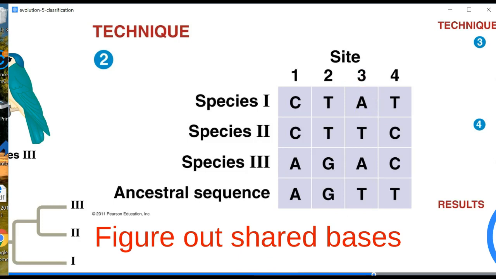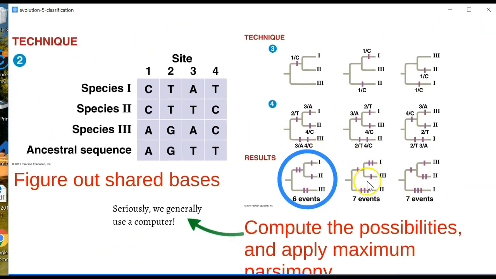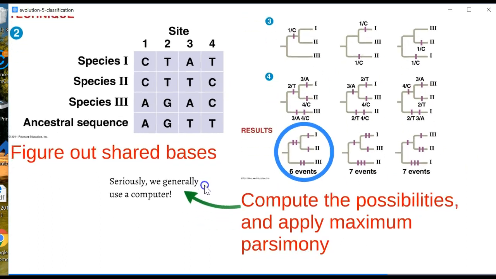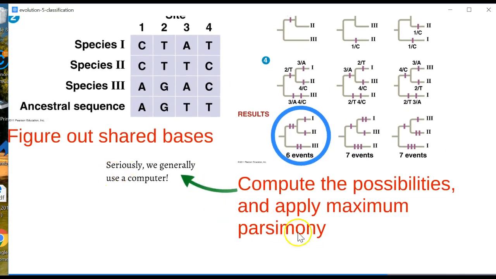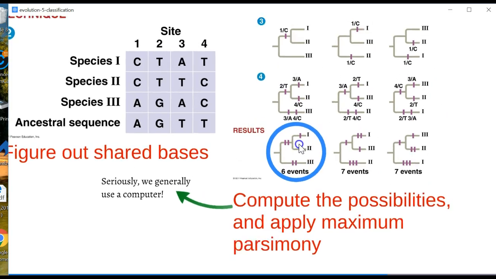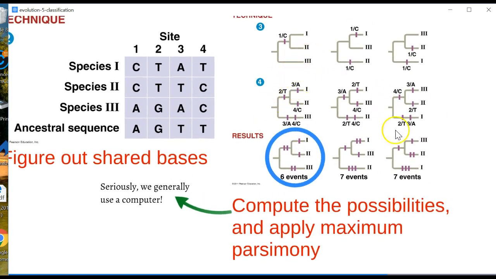And then you could start putting them on a tree, and unfortunately what you get whenever you apply maximum parsimony is a whole bunch of different options, and this takes a really long time to do. So seriously, we will just use a computer to make these things happen, and we're not going to make your brains hurt like that, if you will. But do pause this video for a second and follow what these changes would look like.